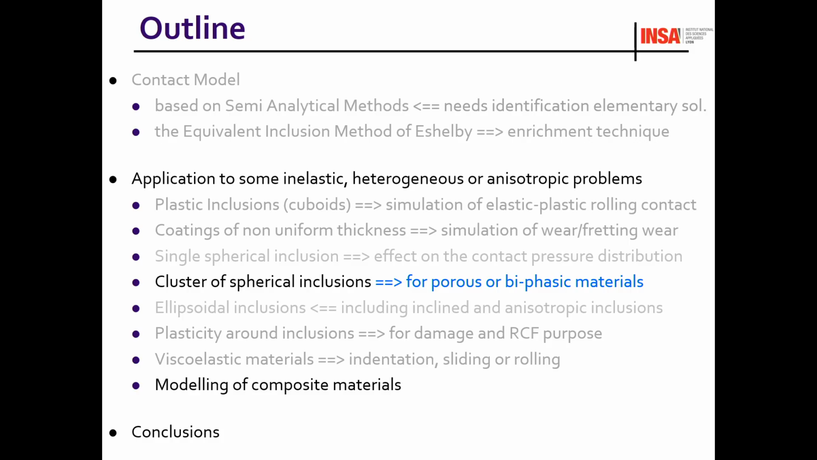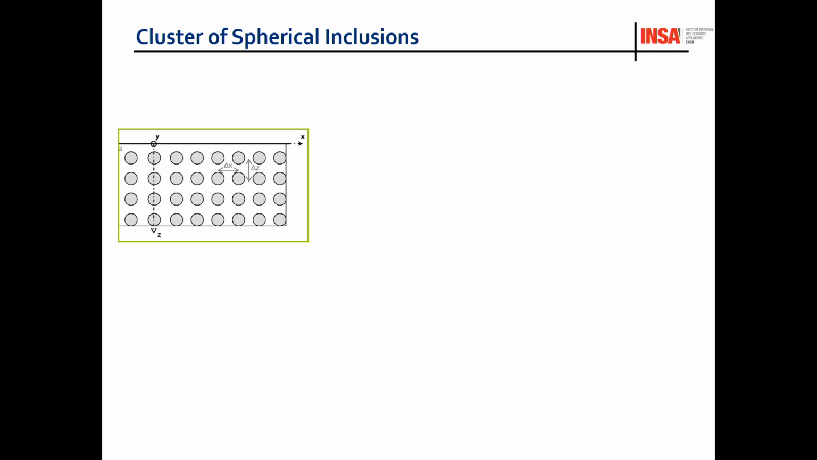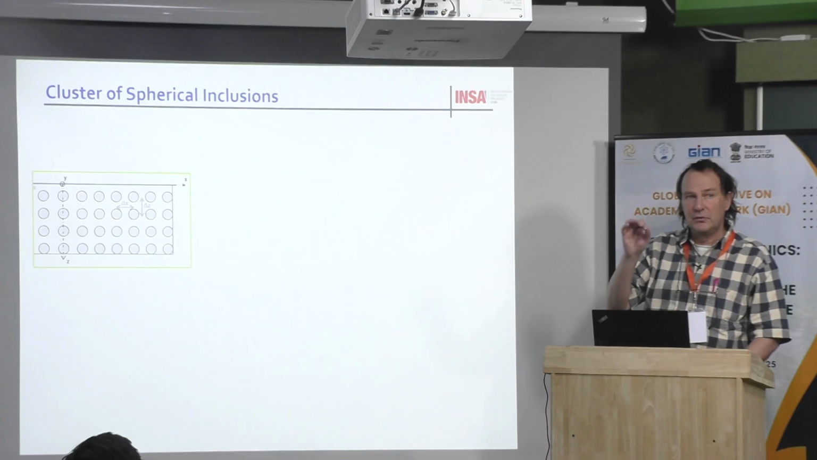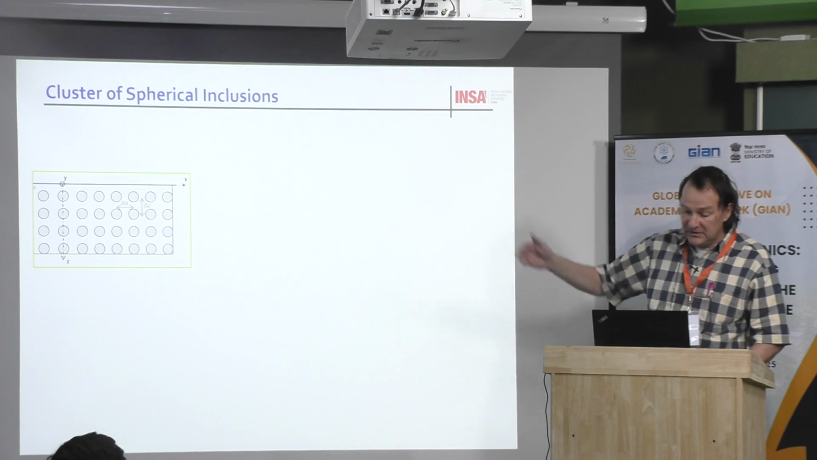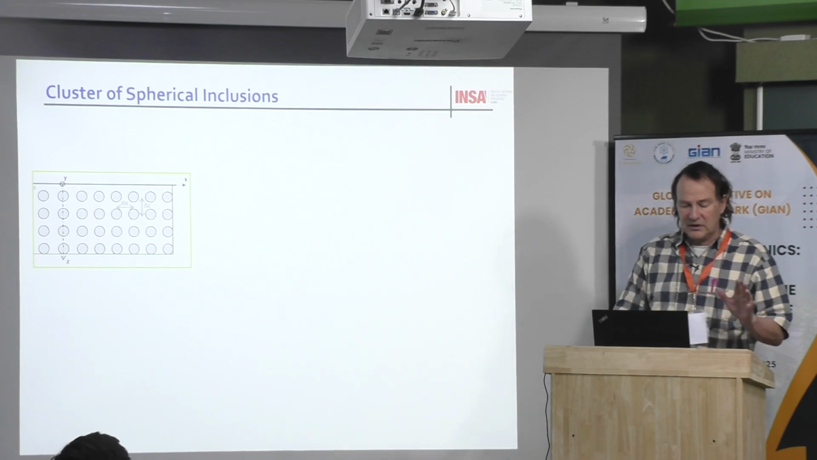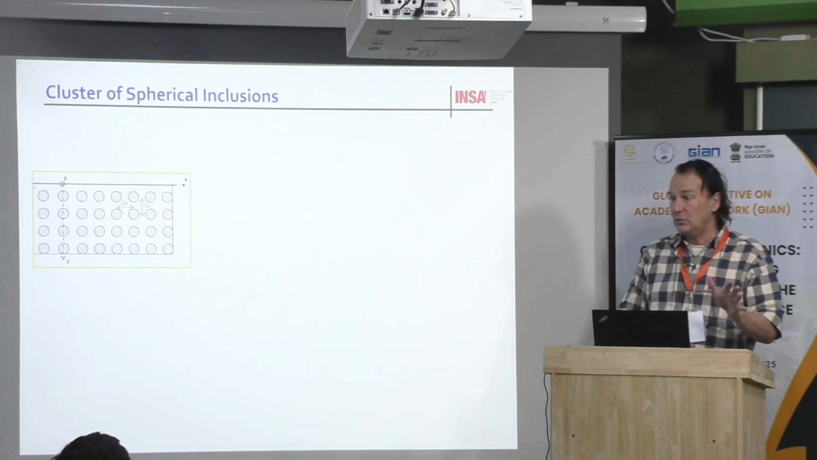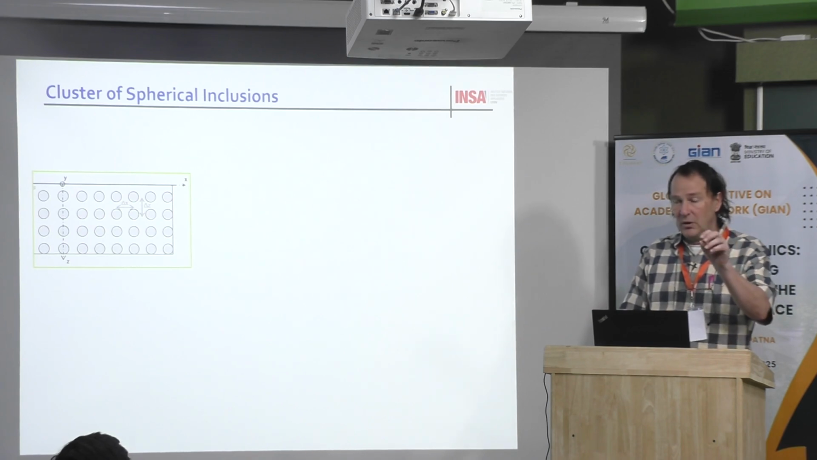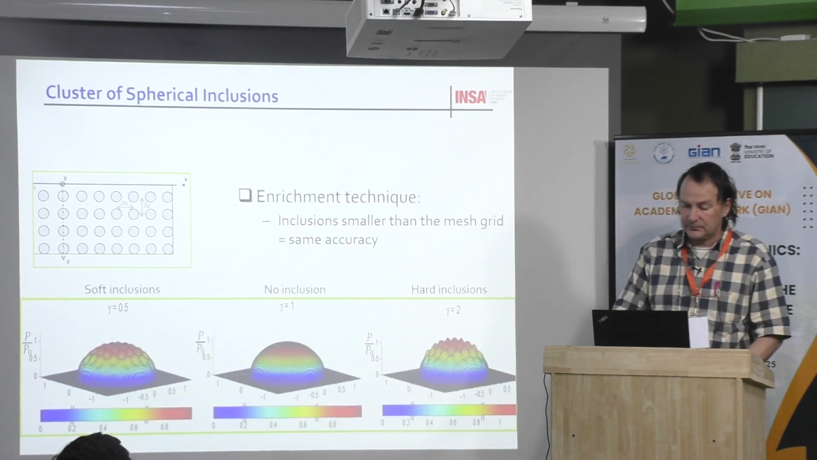You can do that for a cluster of spherical inclusions. Okay, then we put many inclusions here. Then this is based on the HLB method. Okay, we just enrich the mesh by adding many inclusions. There is no relation between the inclusion and the original mesh. You can put, for example, one inclusion per cuboid, or 9, or 27, whatever you want.